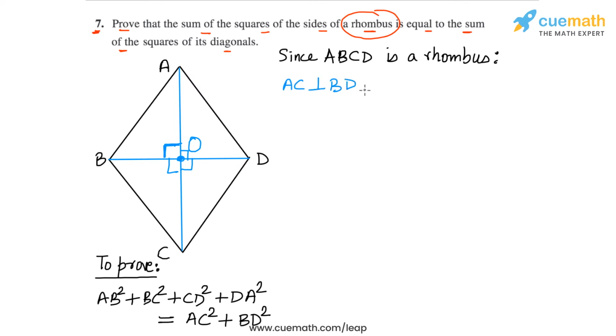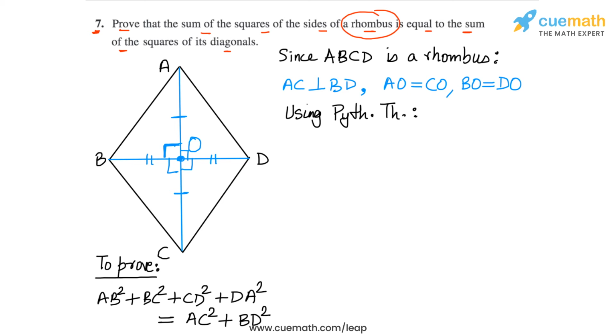right? So that's one. And also the diagonals bisect each other, because if ABCD is a rhombus, it's a parallelogram also, and for any parallelogram we know that the diagonals bisect each other. So we can say that AO is equal to CO, and also BO is equal to DO. So BO and DO are equal. Now to show our result, we will use the Pythagoras theorem on all the four right angled triangles that you see in the figure.